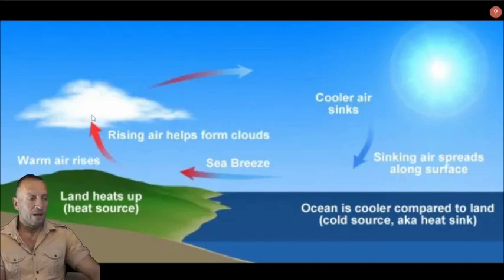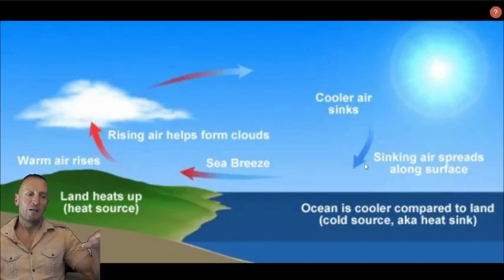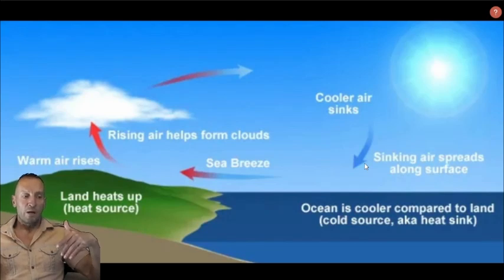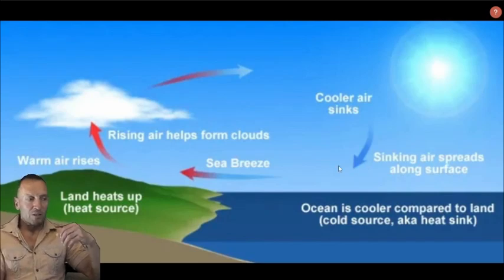Warm air rises, and the rising air forms clouds because it gets cool. Then it moves to the sea, the cooler air sinks, and the sinking air spreads around the surface of the water. But the ocean is cooler, so now it is denser, and it goes as a sea breeze to the land.